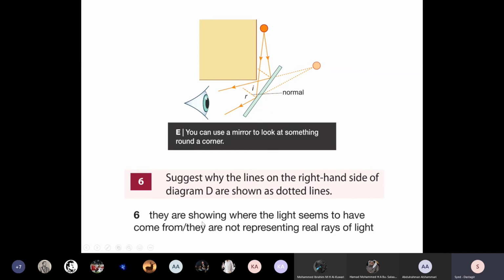Okay. So here's the question here. Suggest why lines on the right-hand side of diagram D are shown as dotted lines. So why are these dotted lines? Because this shows where the light seems to come from. It's not actually the rays. These ones are the lights. This is the object.